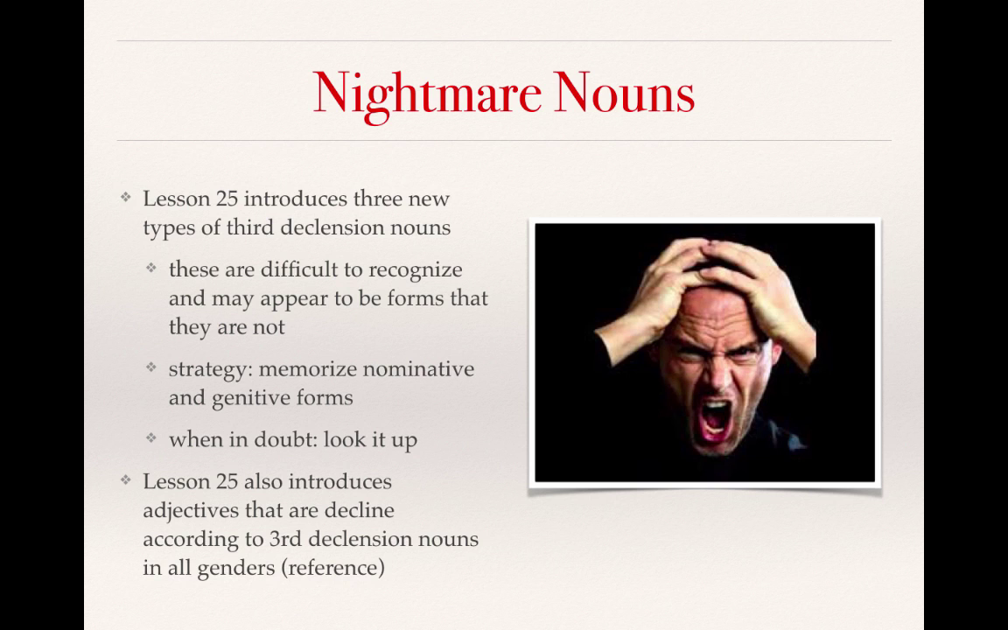In addition to these nouns, Lesson 25 also introduces adjectives that are declined according to third declension nouns in all genders. Again, this is simply for you to have as a reference. It is not essential for you to have a firm grasp of this concept. It's simply enough for you to know what it is and begin with some educated guesses to find what those adjectives are modifying.